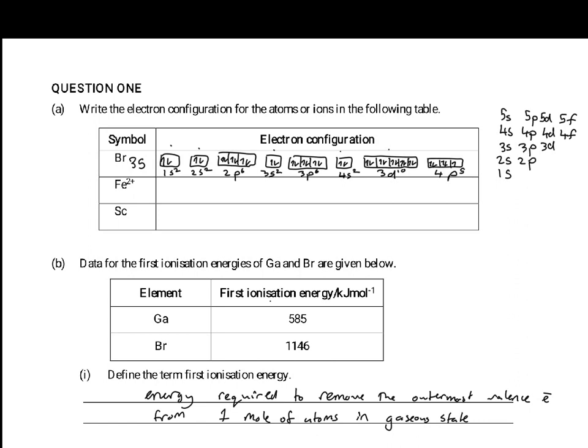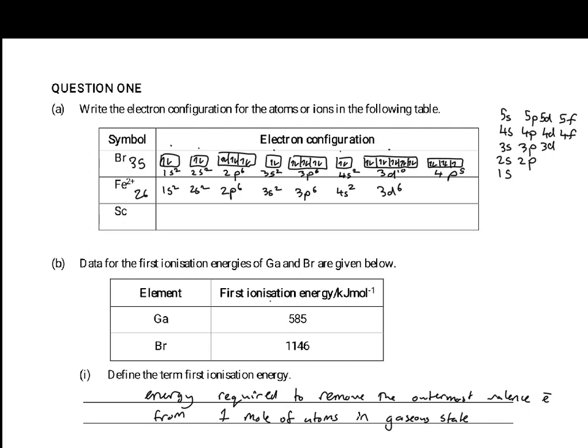So when I do ions, I always treat it just like an atom. I do the atom first, and then I either take away electrons or I add new electrons. So we've got 1s2, 2s2, 2p6, 3s2, 3p6, 4s2. Iron, sorry, I forgot to say, has 26. An iron atom has 26 electrons. So that would leave us with 3d6.